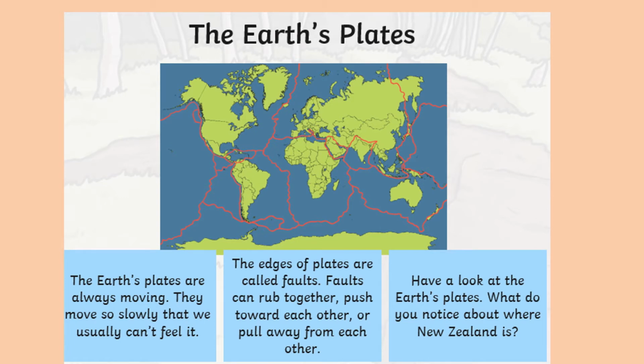The diagram here shows how the Earth's plates are made up. The red lines are where the plates all meet and move around. So the Earth plates are always moving. They move so slowly that we usually can't feel it. The edges of the plates are called faults. Faults can rub together, push towards each other or pull away from each other. Have a look at the Earth's plates. What do you notice about where New Zealand is?